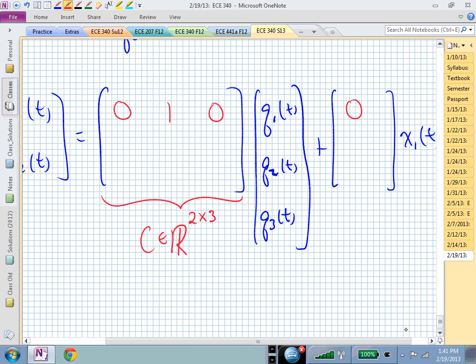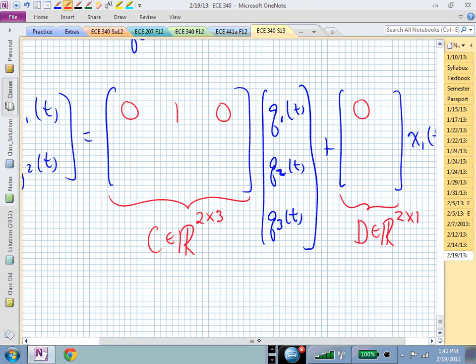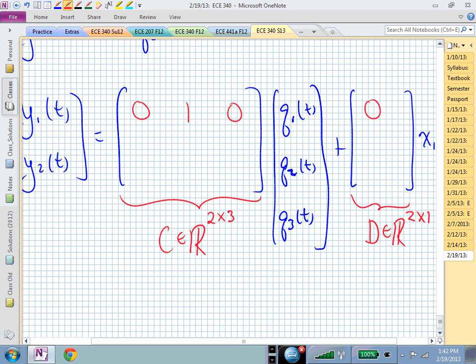And how big is my D matrix? How many rows does it have? It has to be compatible with the Y's, and I only had 2 Y's. How many inputs did I have? 1. So it's a 2 by 1 vector. It's in the bottom row of this y sub 2 expression.